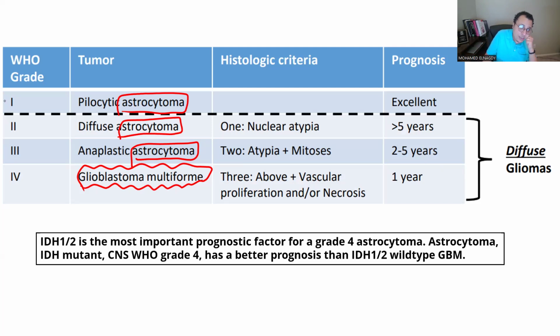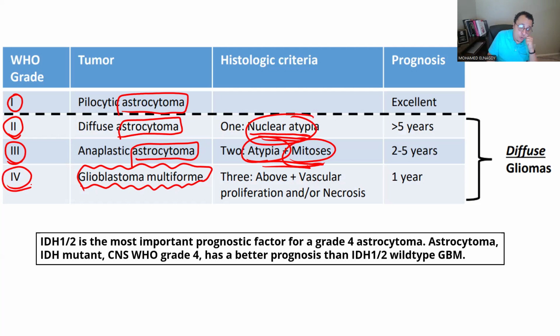So here are the different grades of astrocytoma. Grade 1 is pilocytic astrocytoma, which has an excellent prognosis; with radical surgery, everything is fine. Grade 2 is diffuse astrocytoma. You will see some nuclear atypia histologically, and usually the patient survives more than 5 years. Grade 3 is called anaplastic astrocytoma, and it has 2 high-grade histological criteria, nuclear atypia plus mitosis. You see high mitosis, and the survival is 2 to 5 years.